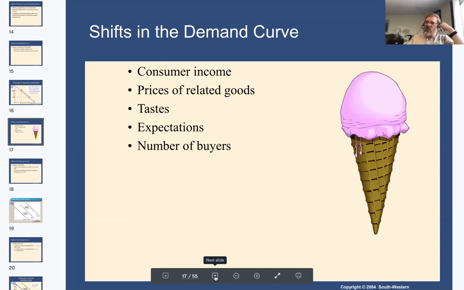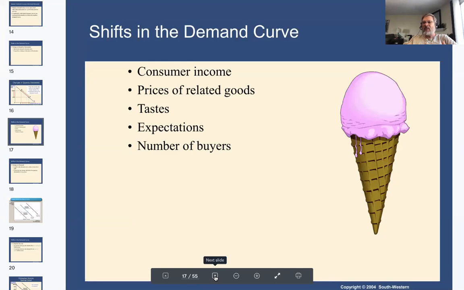And also prices of related goods. We're going to talk about substitutes and complements in detail, but just as a first pass at this, you can imagine that if you have one product and another product that's a close substitute, then if the price of the substitute product changes, goes up or goes down, it's going to shift consumers' purchasing behavior.